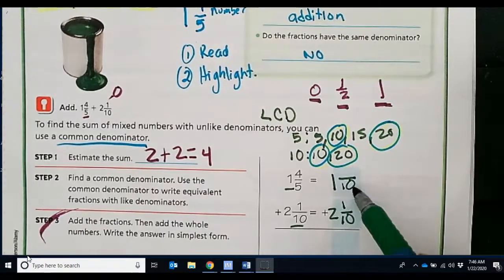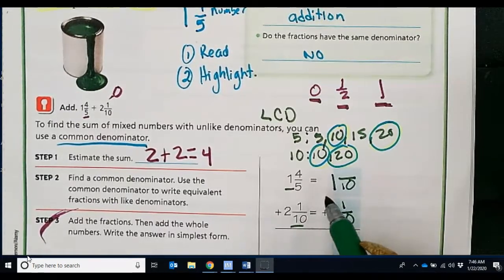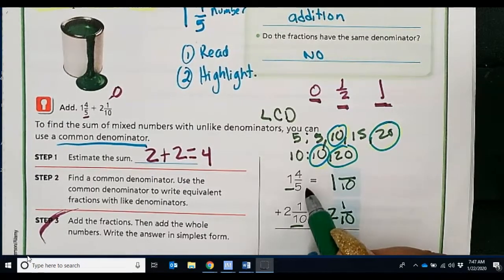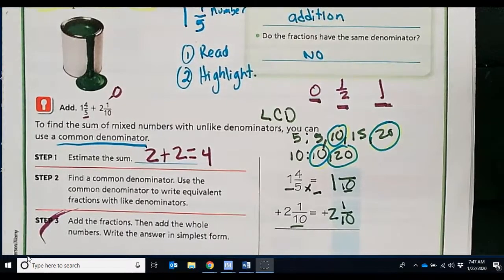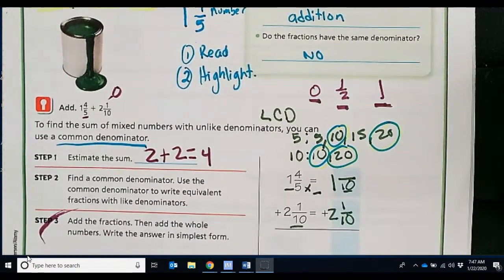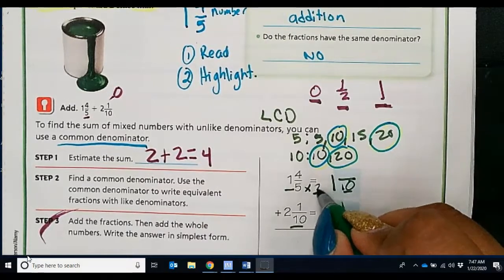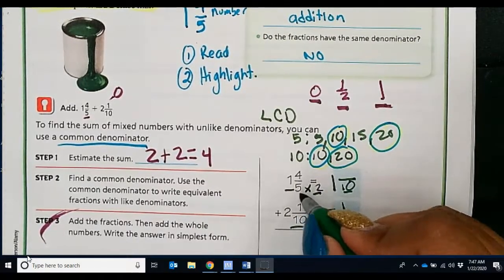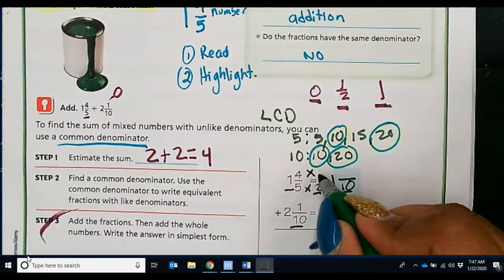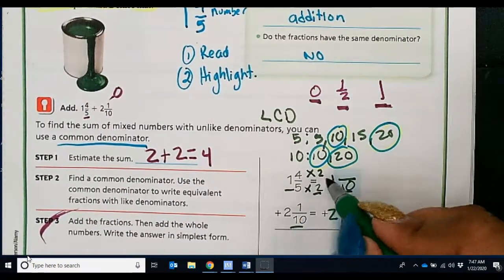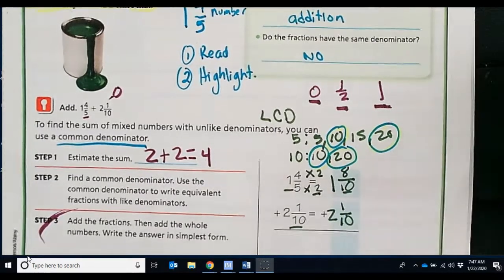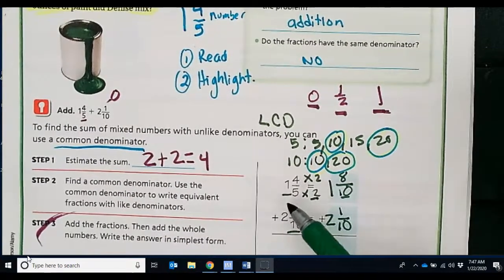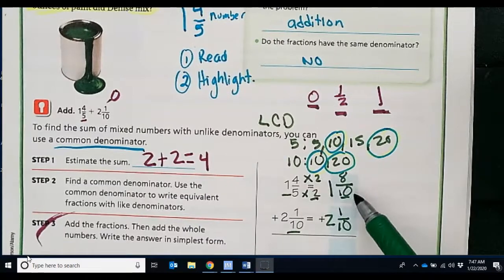But now we have to find the equivalent fraction of 4/5 with the denominator of 10. To do that, remember, 4/5, so 5 times what number will give me 10? If you said 2, that is correct, right? So if I had to multiply by 2 to get 10, then I need to multiply the 4 by 2. What's 4 times 2? 8, correct. So the equivalent fraction of 1 and 4/5 is 1 and 8/10.